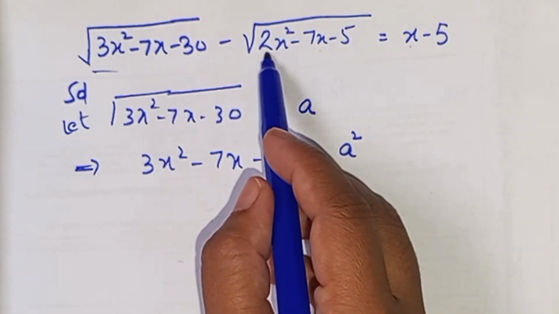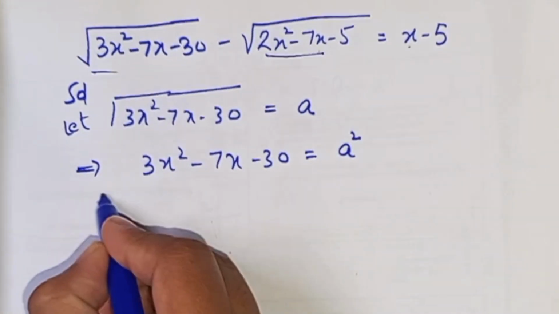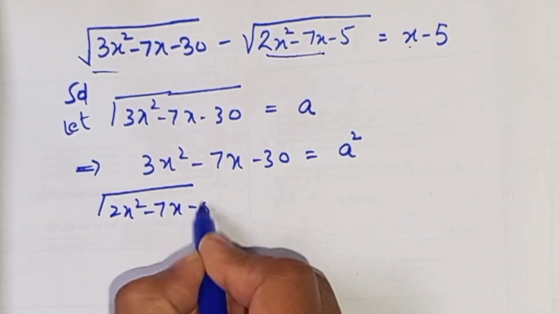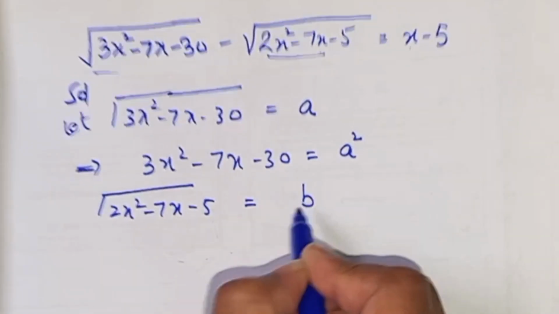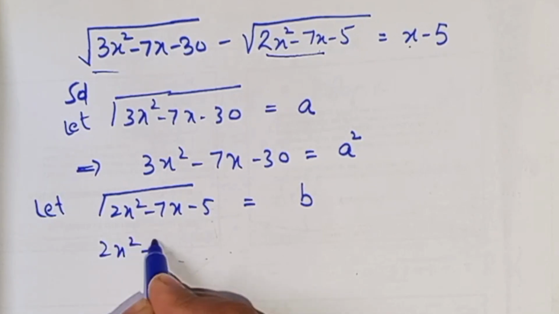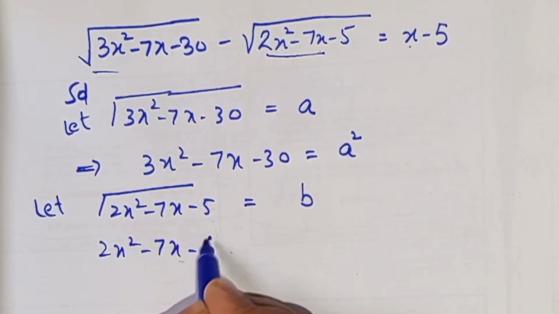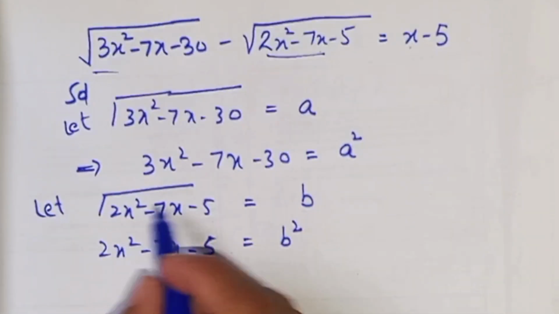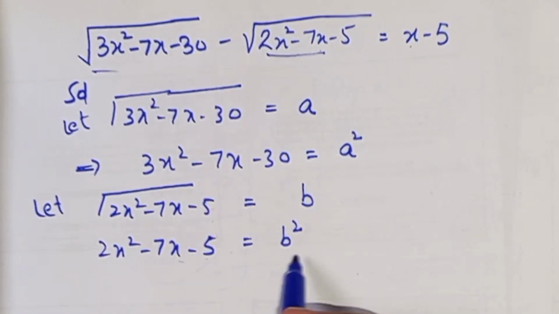Now look at this second term: square root of 2x² minus 7x minus 5. We let this be equal to b. So this implies 2x² minus 7x minus 5 is equal to b². We square both sides of this equation. So we get this equation.